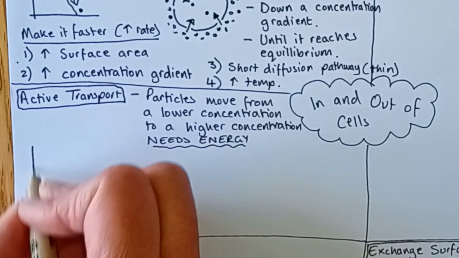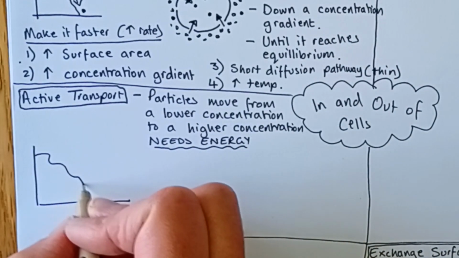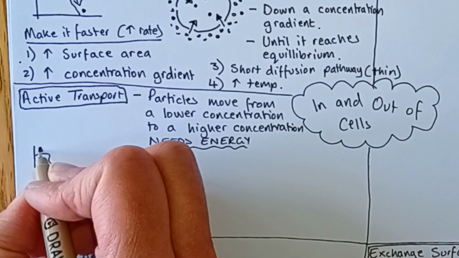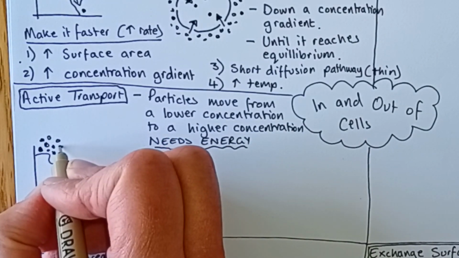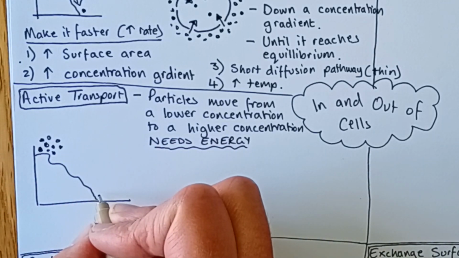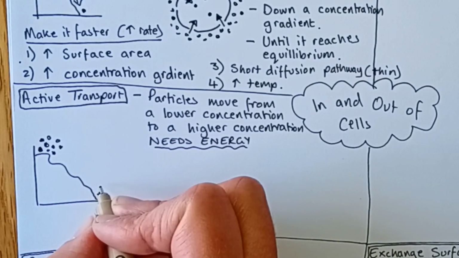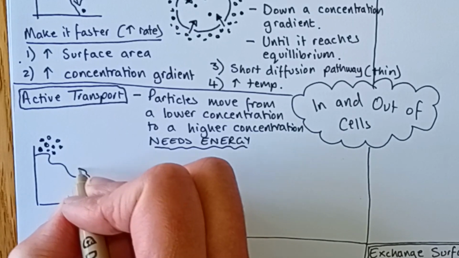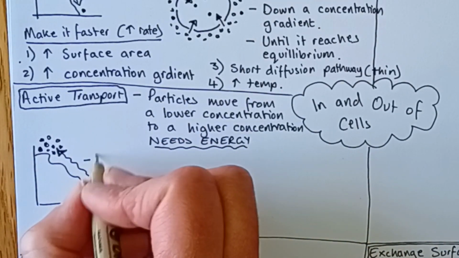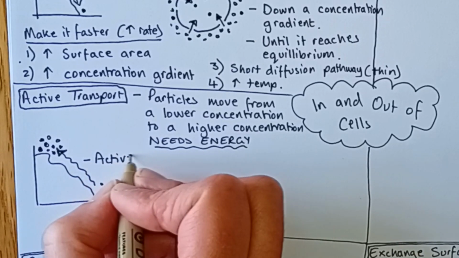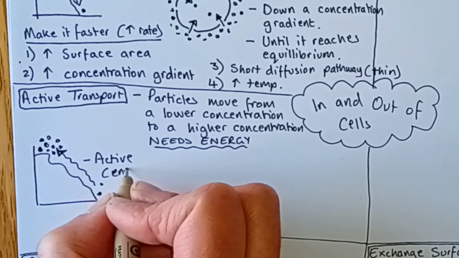So let's get back to our hill. We've still got high concentration up here. We're going to pretend this is inside the cell. We all want whatever's in low concentration down here, and it's like having to push it up the hill. It is active. It needs energy.